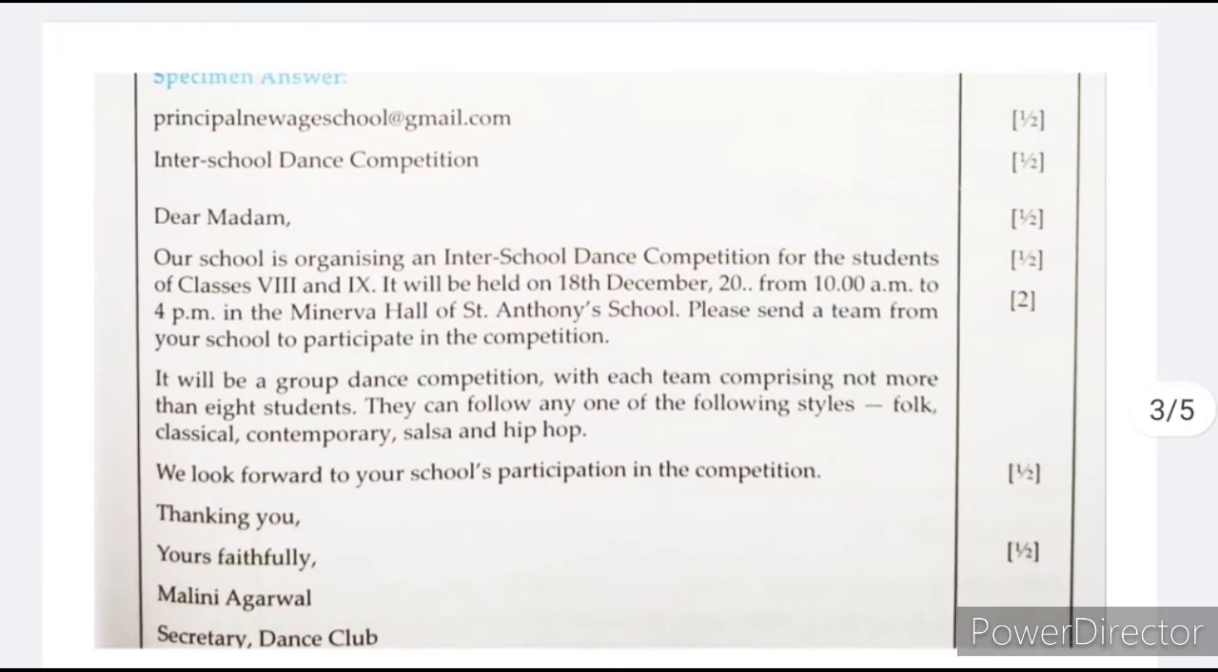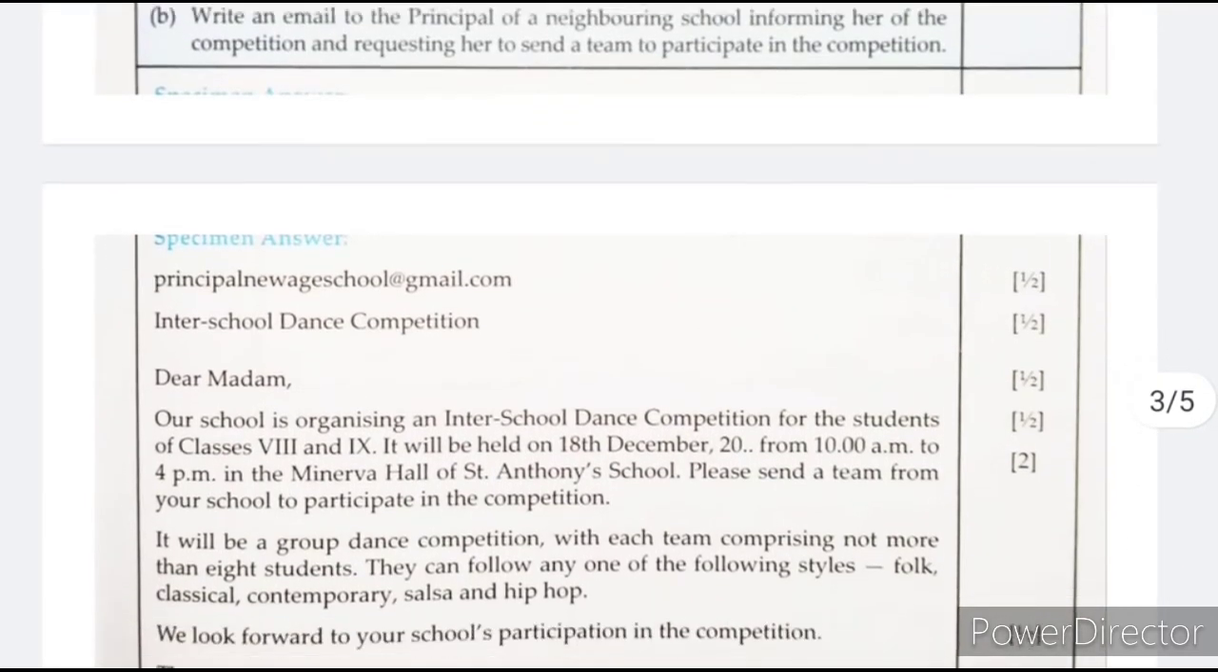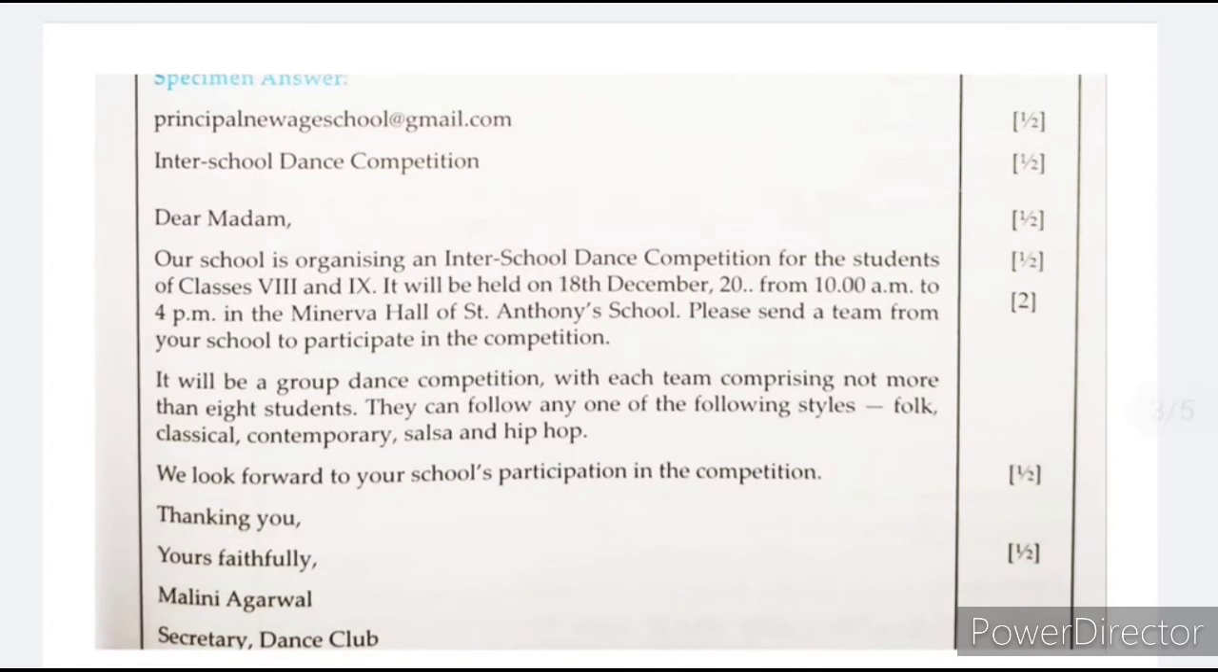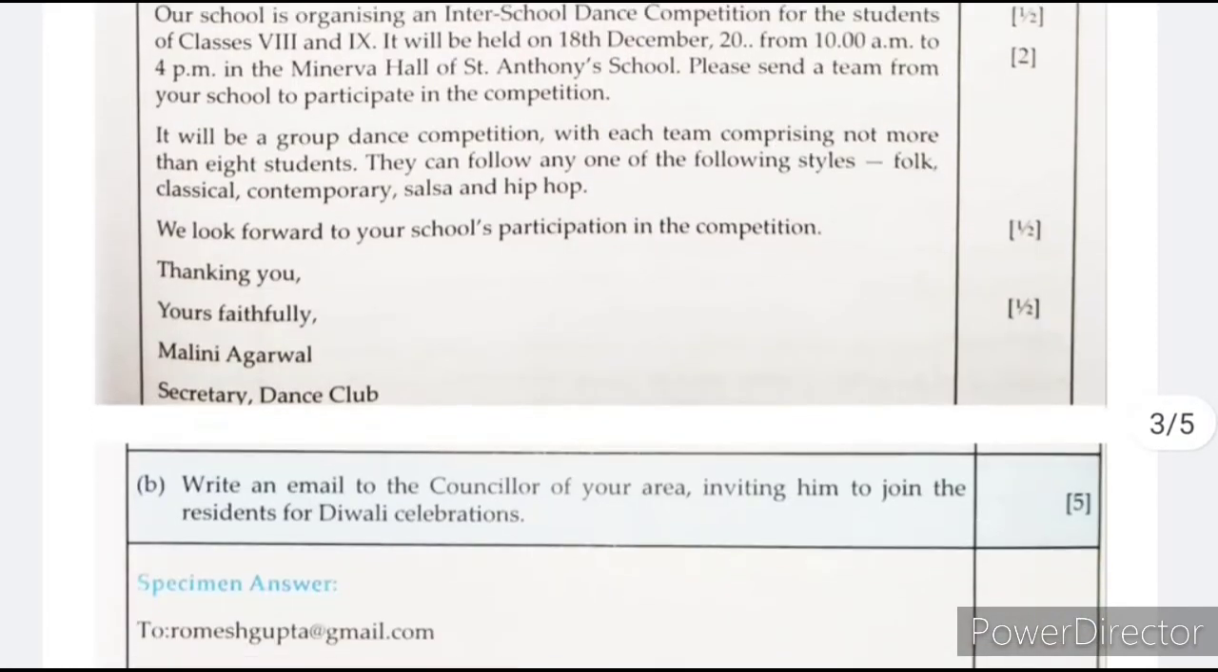So here you can see a sample email, how it has been written. First of all, to whom you are sending, the email ID of that person, then the subject, inter-school dance competition, then Dear Madam. Always leave a line after each line. First line is the email ID line, then leave a line, then write the subject, then leave a line, then write the salutation, then put a comma and leave a line. Then you can do the first paragraph, second paragraph, and finally summing it up.